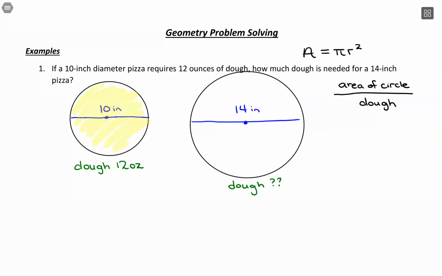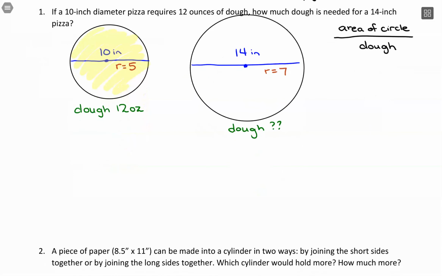Having that formula in there, we then know we have this circle at work. So with that, we need our radius. The radius is just half of the diameter, so we have this radius of 5, and we need this for our other pizza, which would have a radius of 7. So let's go ahead and set up our proportion. We're going to take the area of the first circle, pi r squared, so that's pi times 5 squared, over the amount of dough, which is 12 ounces.